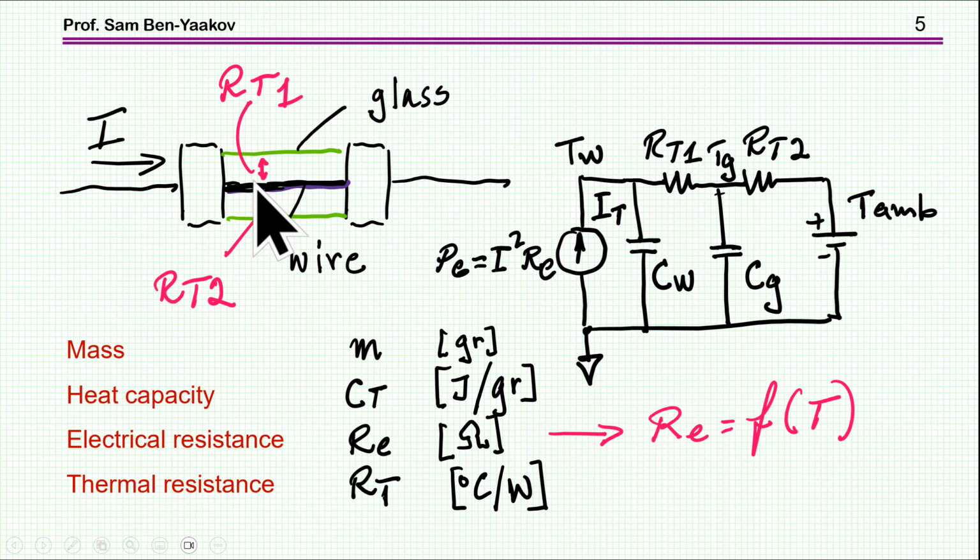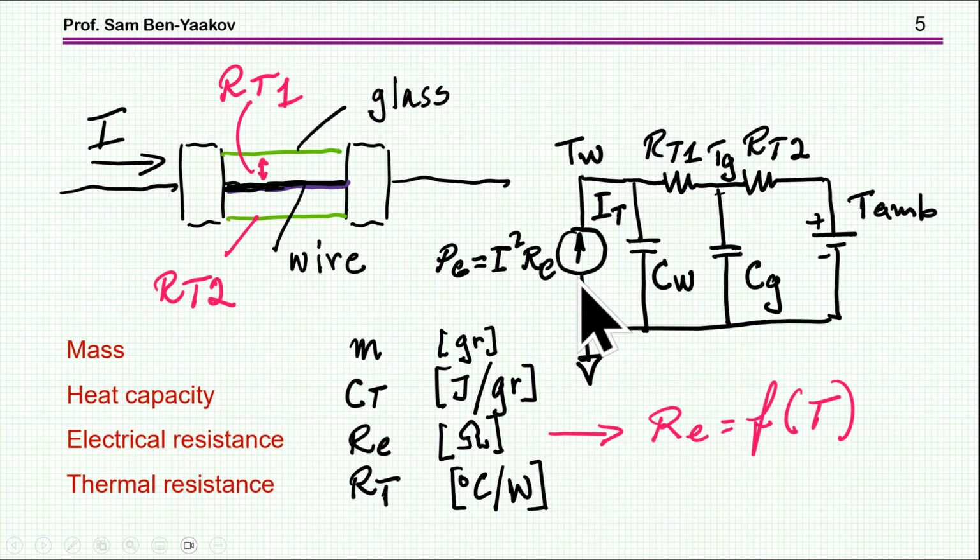What is important here is first of all the resistance of the wire, in ohms, the electrical resistance, and then the heat capacity of the wire, the thermal resistance between the wire and the walls, the glass walls if it's glass, and then the thermal resistance of the glass itself. So these are the units that I'm going to use, and here is an equivalent circuit.